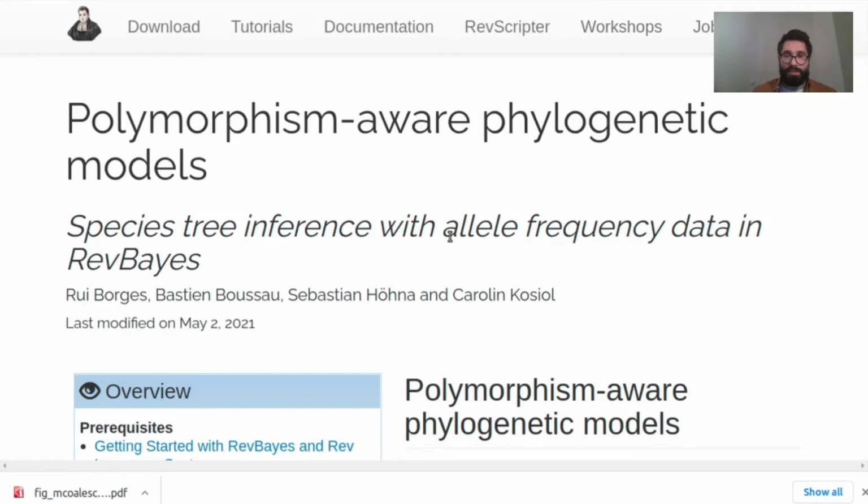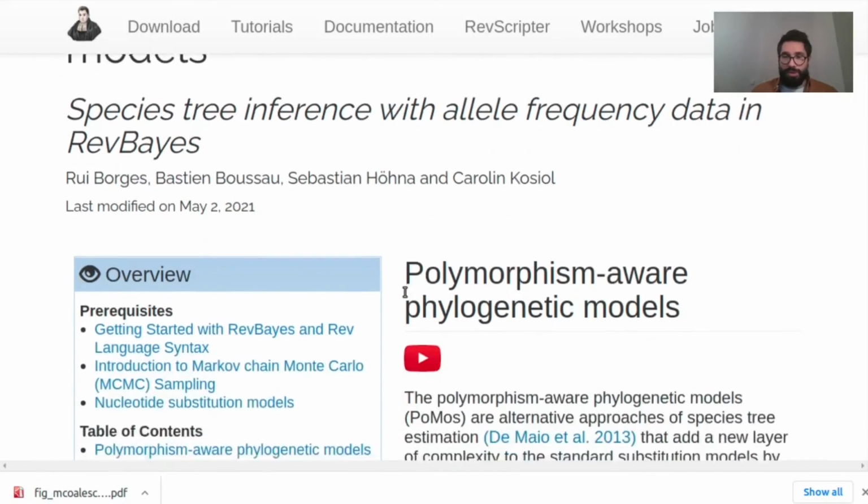So by the end of this tutorial, hopefully you'll be able to understand why the polymorphism-aware models are different from the standard nucleotide substitution models, what kind of problems the polymorphism-aware phylogenetic models solve that the standard nucleotide substitution models do not solve, and how much more insightful the polymorphism-aware phylogenetic models can be in comparison to the standard ones.